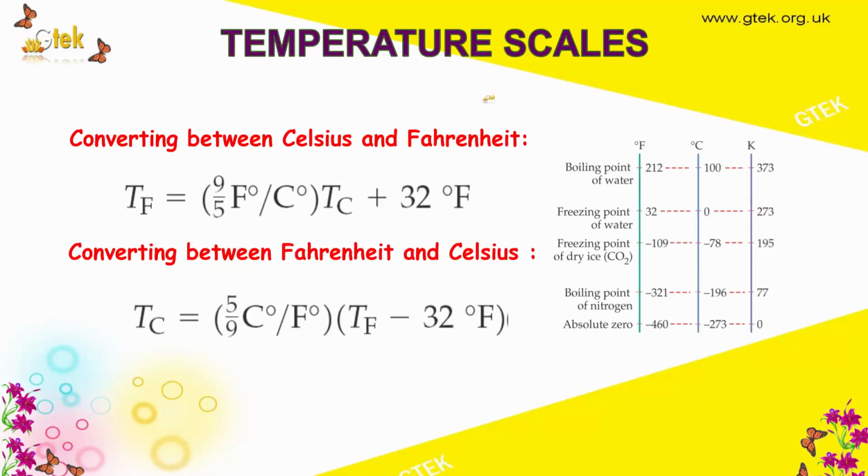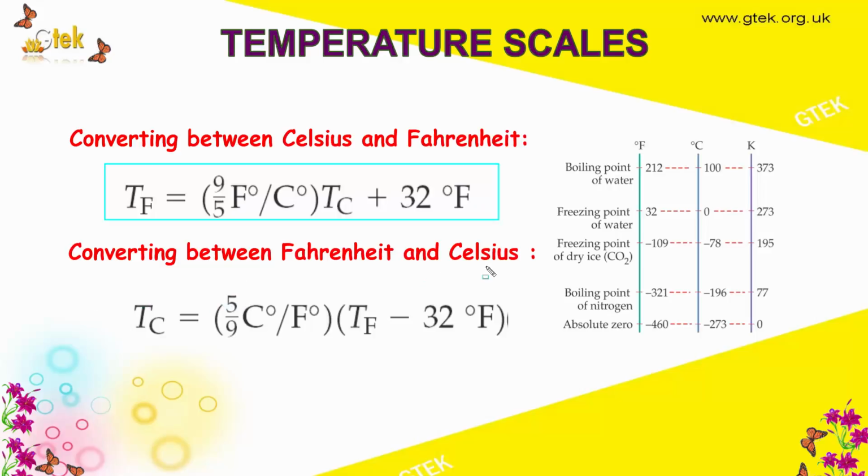Now let's talk about both the scales in terms of conversion. For converting between Celsius and Fahrenheit, this is the formula specification. T is for temperature and F is for Fahrenheit. For converting from Celsius to Fahrenheit, you can find this one: TF equals 9/5 Fahrenheit degree divided by Celsius degree times TC, where TC is temperature in Celsius, plus 32 degrees Fahrenheit.